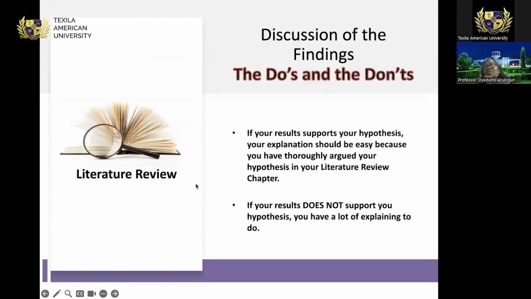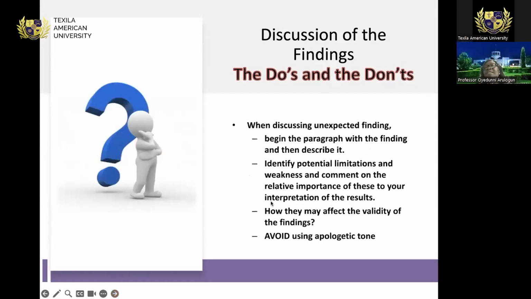So generally, in doing a literature review, part of what you do in the discussion section is also literature review, because you are going to be supporting your findings with what you have. You say how it does that. And so when discussing an unexpected finding, begin the paragraph with the finding and then describe it. Also identify potential limitations and weaknesses and comment on the relative importance of these to your interpretation of the results.